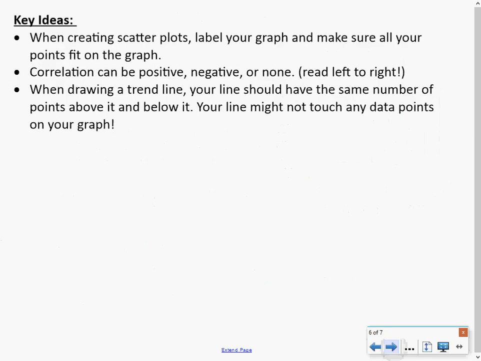So the key idea is when we're working with scatter plots, you want to make sure you label your x and y axis and make sure that you're picking a scale so that your points fit nicely on the graph. Remember, correlations can be positive, negative, or there can be no correlation at all. Read from left to right, and remember, positive and negative do not mean good and bad here. Last thing, when you're drawing your trend line, make sure that your line has the same number of points above it and below it, so you want to cut it through the middle. Your line might not touch any data points on your graph, and that's okay. We're just trying to split the data the best that we can.